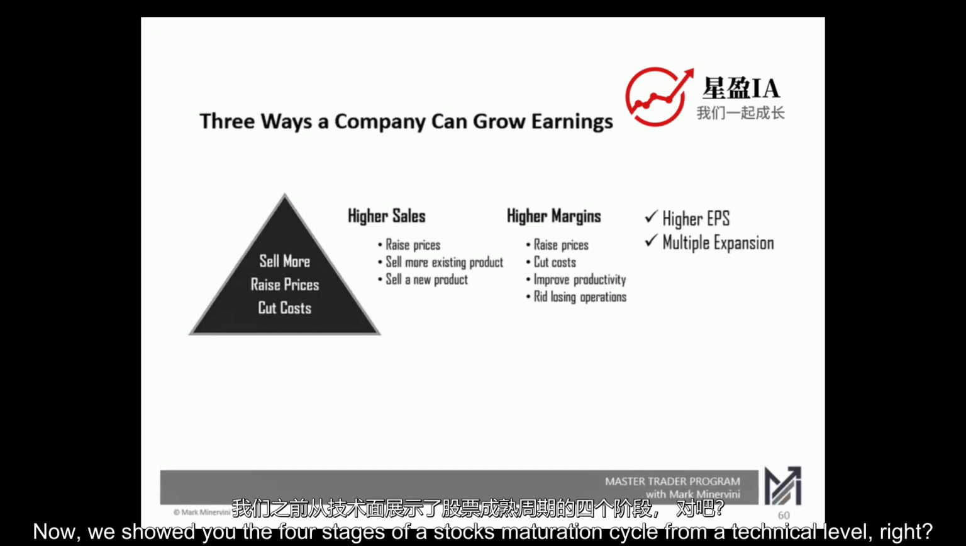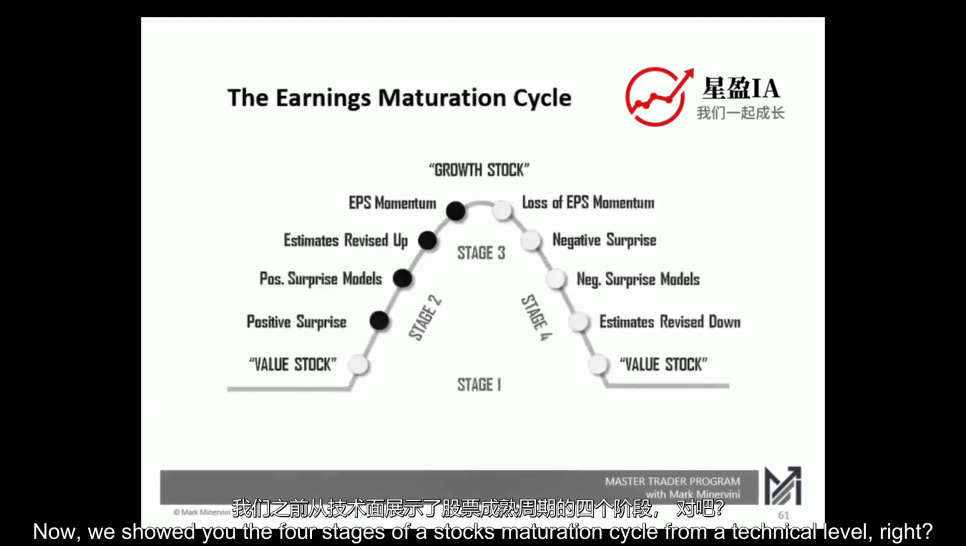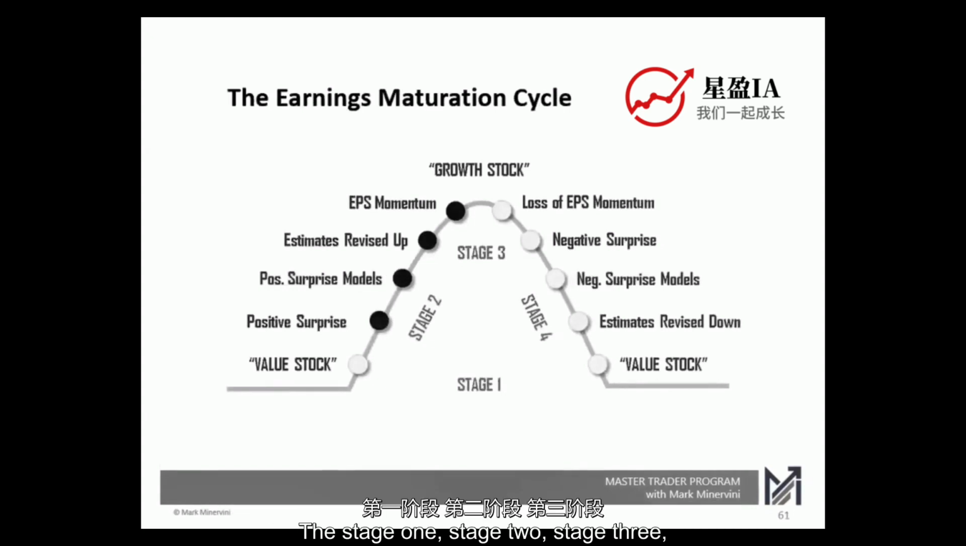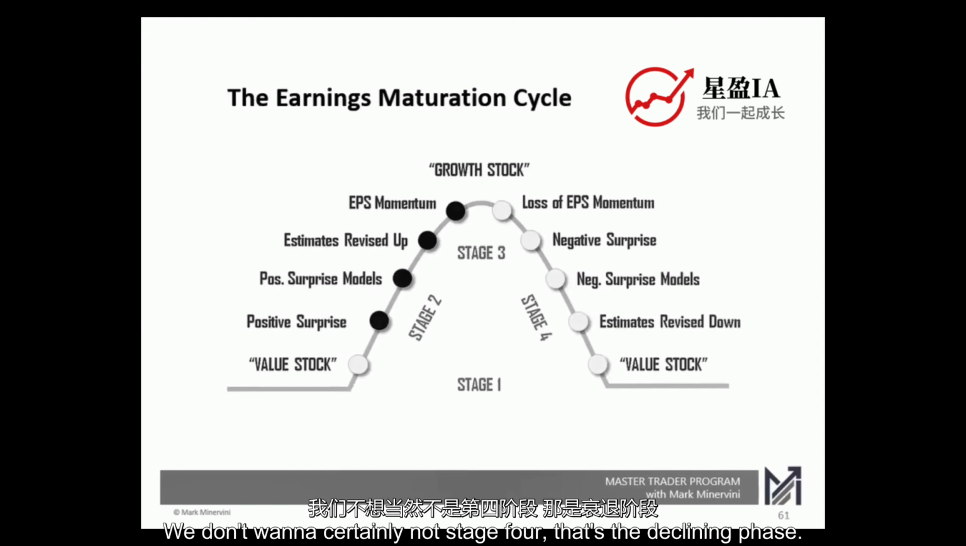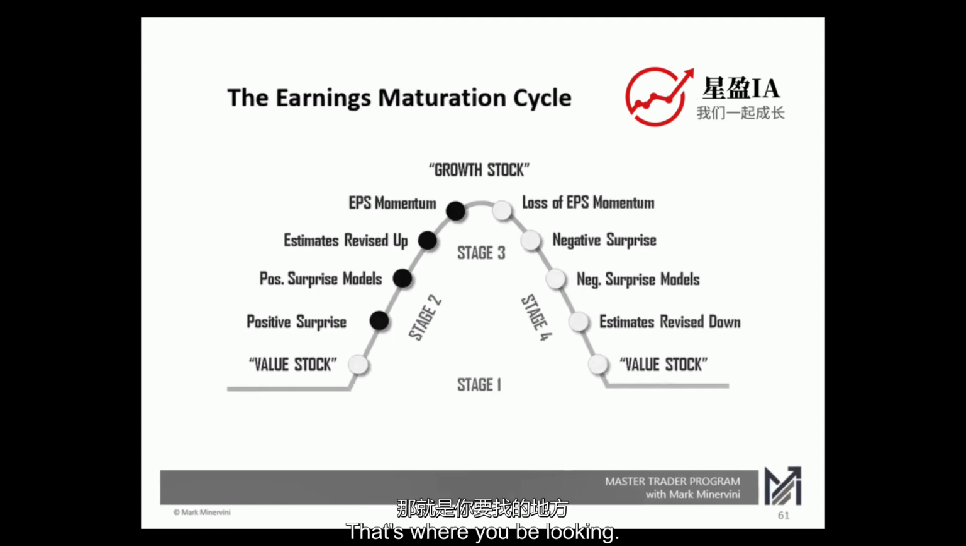Now, we showed you the 4 stages of a stock's maturation cycle from a technical level, right? Stage 1, stage 2, stage 3. Stage 2 is where we want to be, right? Certainly not stage 4. That's the declining phase. That's where you'd be looking at shorting the stock. Stage 1 is the neglect phase. Well, when you look at the earnings cycle, it's going to fit in with this maturation cycle.